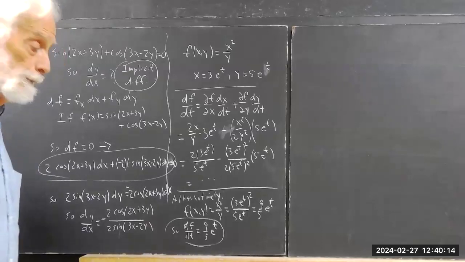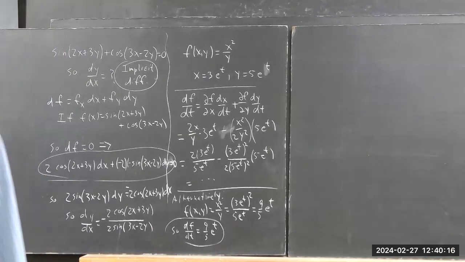Implicit differentiation is something you might want to review from Calculus 1, if it's not clear to you, because you want to put it in the context of something you've done before.